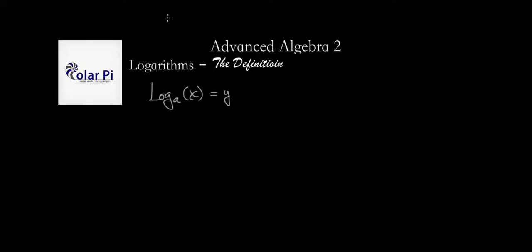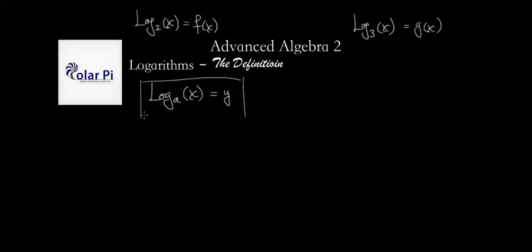So what we're saying is log base 2 of x is a different function from log base 3 of x. If this is called f of x, log base 2 of x, then we must call this something else. Let's say g of x. Okay, cool. But let's move forward from here and define what we mean by it.